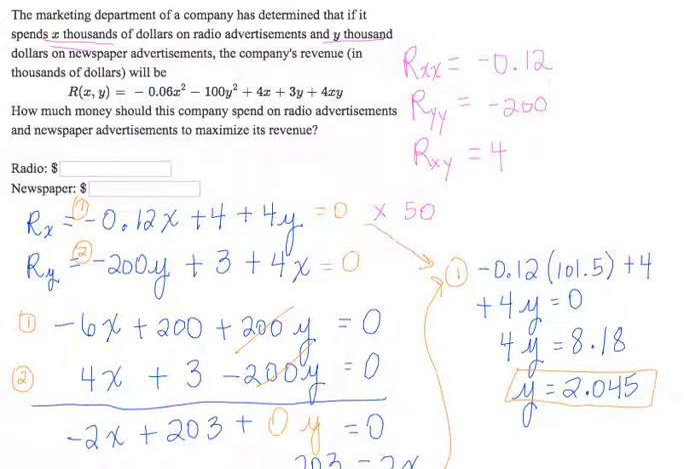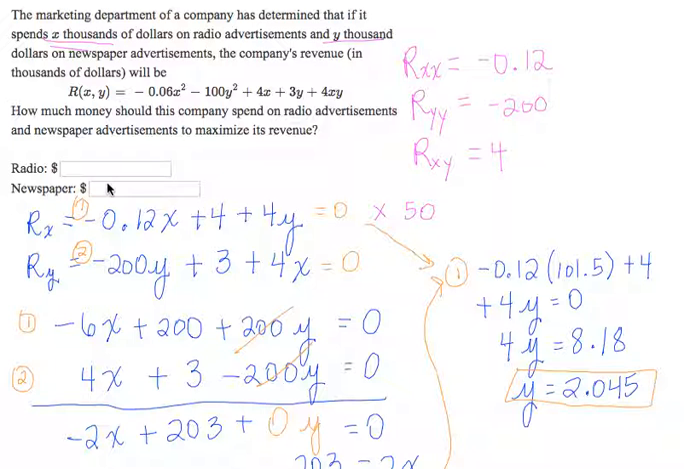Okay, this is number 4 on 7.3. So in this problem, you are trying to maximize revenue based on spending X thousand dollars on radio advertisements and Y $1,000 on newspaper advertisements. And you're trying to figure out X and Y to maximize revenue, okay?